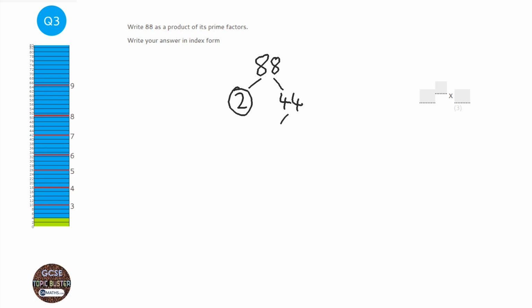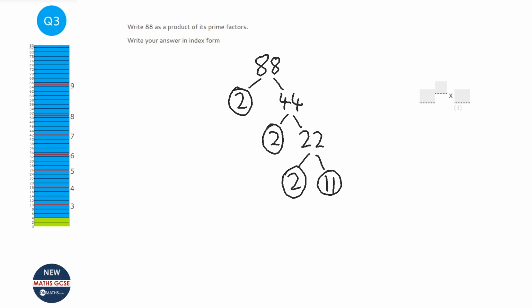So 44. We'll divide another 2 out of that, so 2 and 22, 2 and 11. Now 11 is also a prime number, and when you're left with just prime numbers, then you write your answer out like this.